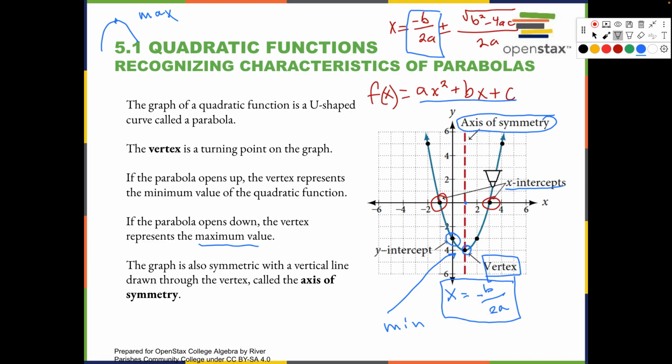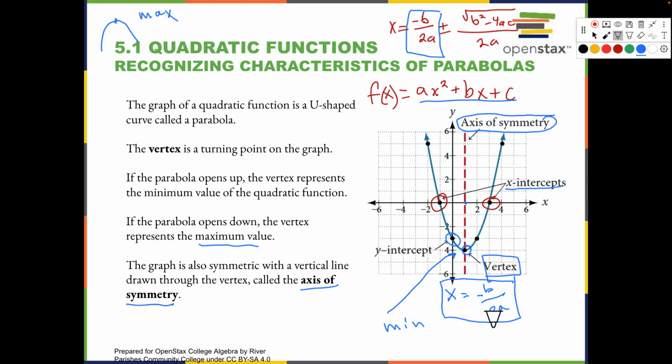There's symmetry to every parabola, which means that there's a place where you could cut it in half and the left side matches the right side. That's the axis of symmetry, and it's always going to be a vertical line at x equals minus b over 2a. So that gives us the x-coordinate of the vertex. It also gives us the axis of symmetry.